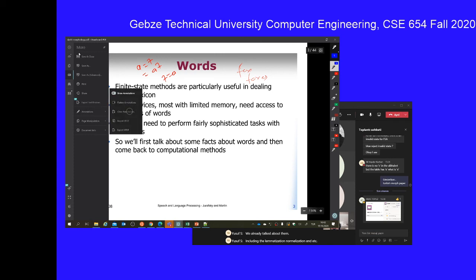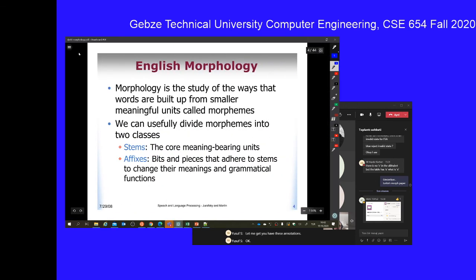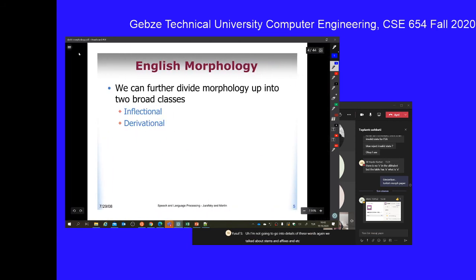I am not going to go into details of these words again. We talked about stems and affixes and etc. So English morphology, like Turkish morphology, we can study it in two ways. One is inflectional morphology. The other one is derivational.